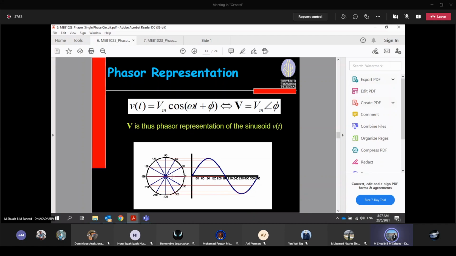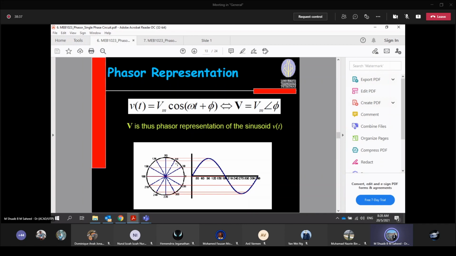For example, if it is 0, then you are lying exactly on the x-axis, and then you will rotate anti-clockwise. So let's say you go to 30 degrees, then 60, then 90, the maximum value, and then you go to 120, then 150, then you return back to 180. So we are now on the x-axis, but on the other side. And then you keep on moving until you make one circle.